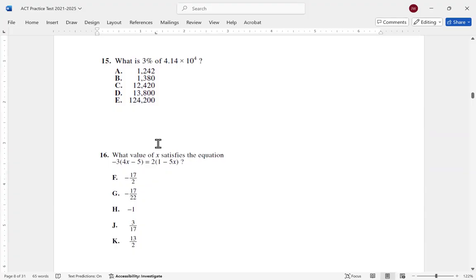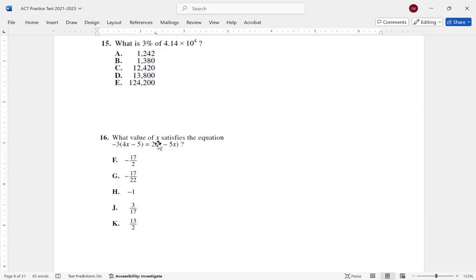Question 15. What is 3% of 4.13 times 10 to the 4th power? 3% of something is 0.03 times that number. So I'm just going to take 0.03 times 4.13 times 10 raised to the fourth power.